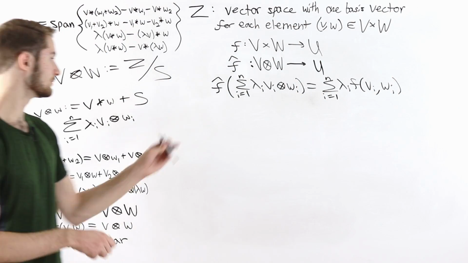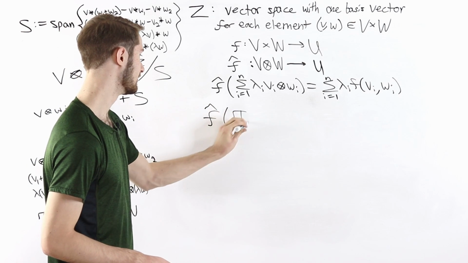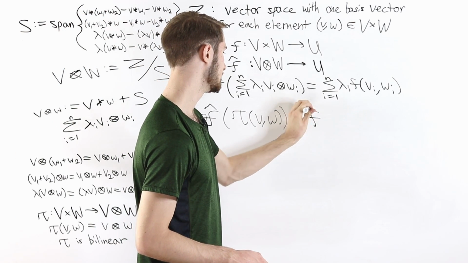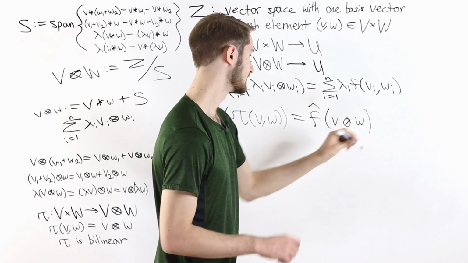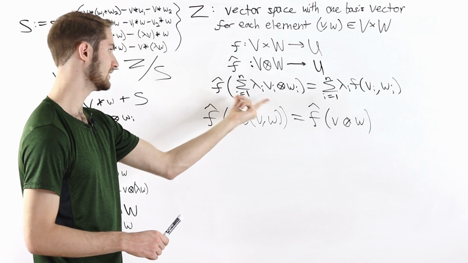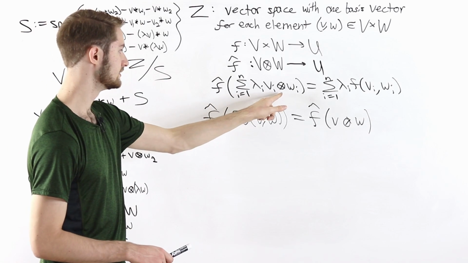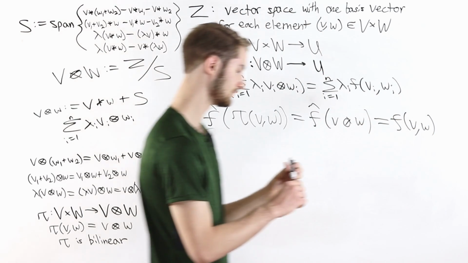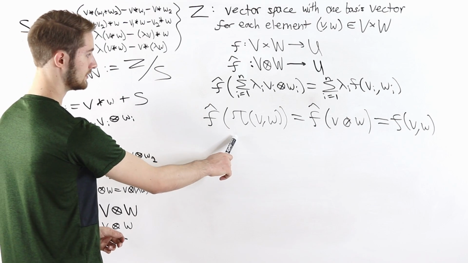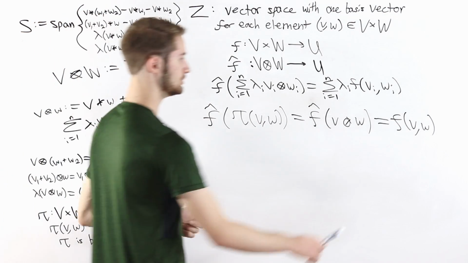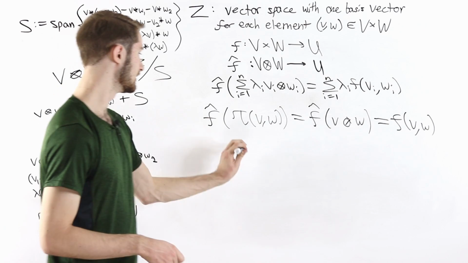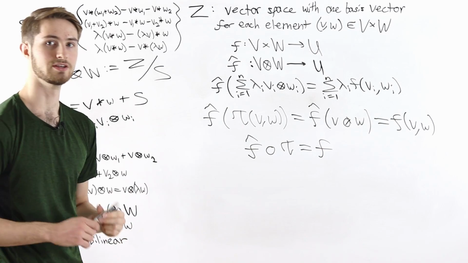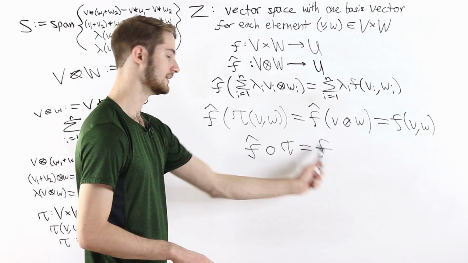Because let's take a look at what is f hat of tau of (v, w). Well, by definition, tau of (v, w) is just v tensor w. And then if we look at this definition of f hat here, f hat of v tensor w is by definition just f of (v, w). So f hat of tau applied to (v, w) is equal to just f applied to (v, w). In other words, f hat composed with tau equals f. This is the mathematical relation between f hat and f.